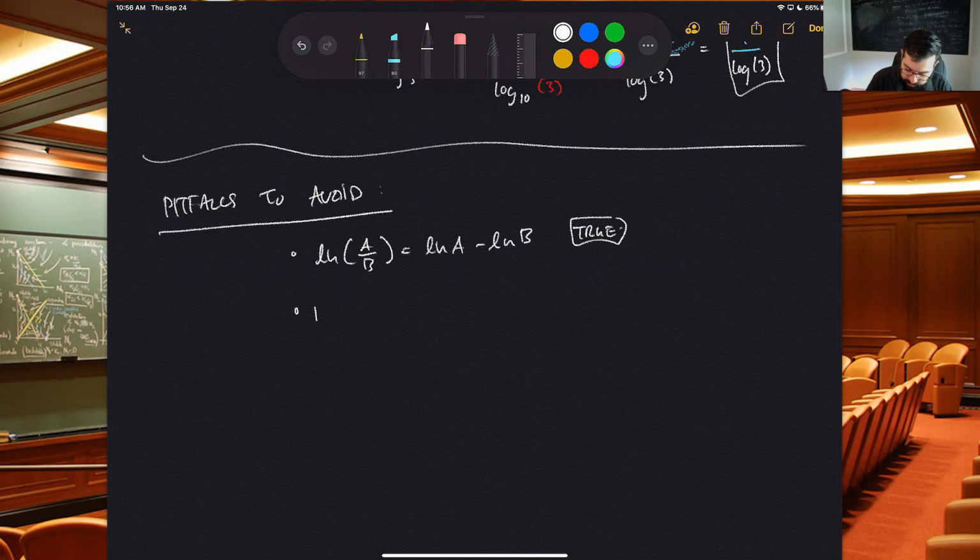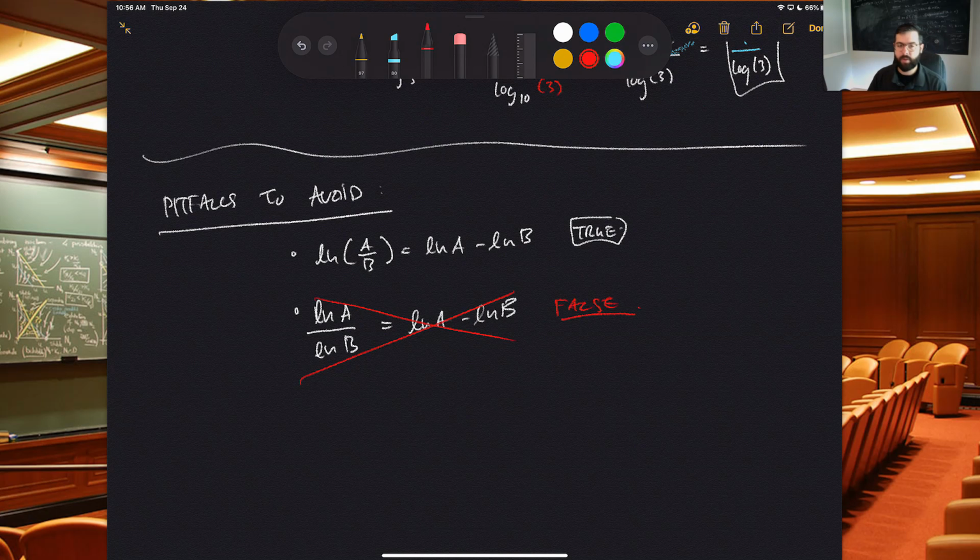What's false is when I see students say ln of a over ln of b is equal to ln of a minus ln of b. We might want to split it like that. This is not true. Okay, so what's the difference that you can show your brain right now? That the quotient is inside the function.